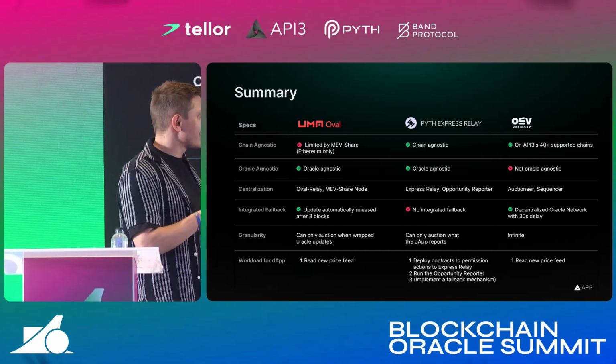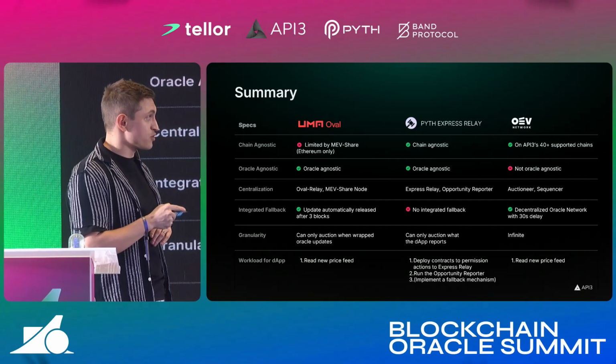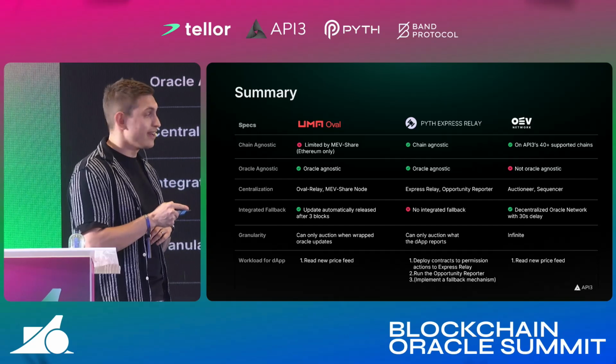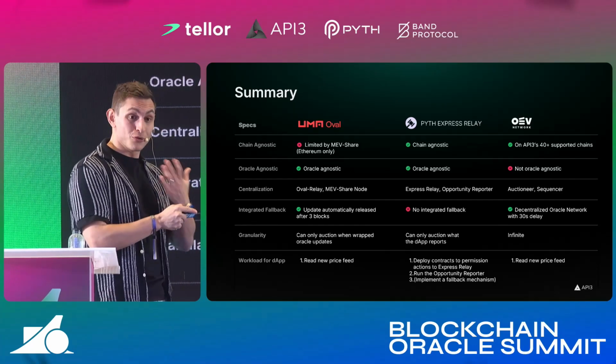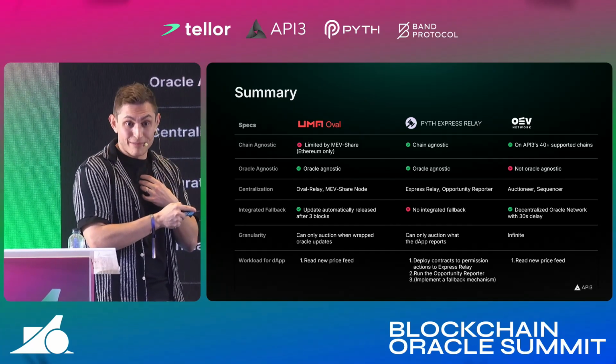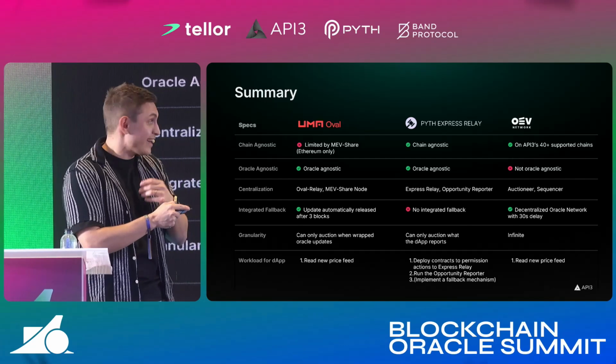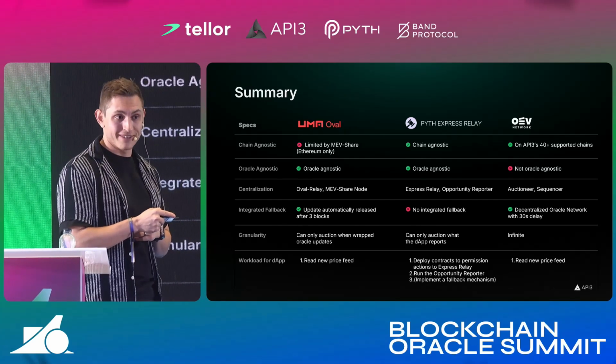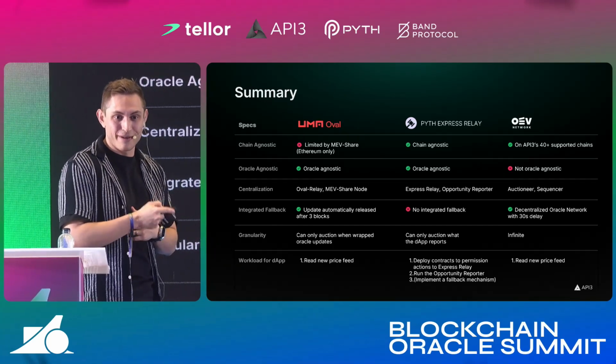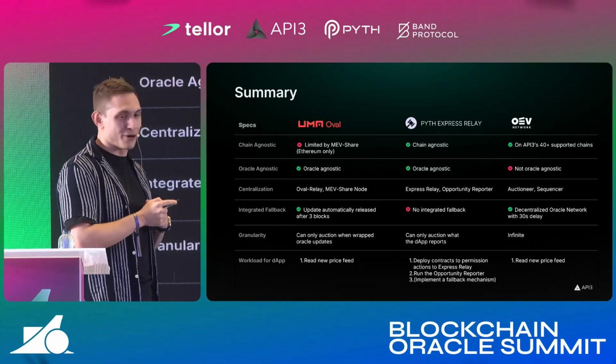PIF's Express Relay, you have the Express Relay that PIF is operating that can die, and you have the opportunity reporter that you as a dApp, people forget this sometimes, you also need to run something that can die. And when that happens, you're wrecked. Like, basically, if you don't think about what you do yourself, you're completely screwed.